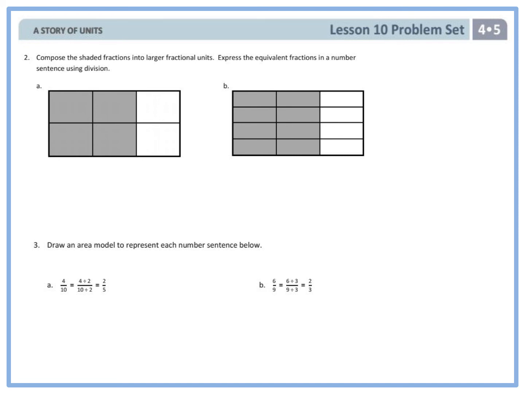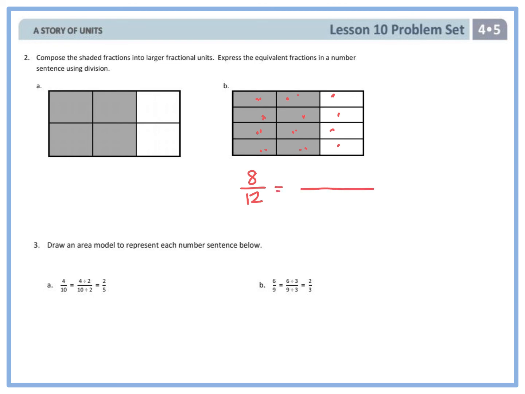All right, I'm looking at B. I've got 1, 2, 3, 4, 5, 6, 7, 8, 9, 10, 11, 12. Once again, we have 12 parts. So that's my denominator, 12 altogether. 1, 2, 3, 4, 5, 6, 7, 8 are shaded, so I have 8/12.